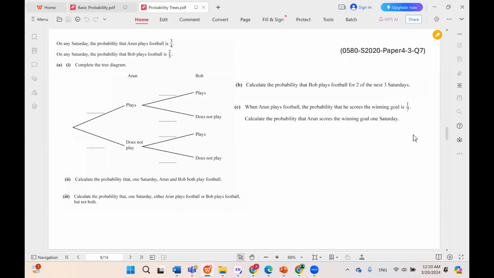On any Saturday, the probability that Aaron plays football is 3/4. On any Saturday, the probability that Bob plays football is 2/5. Complete the tree diagram.